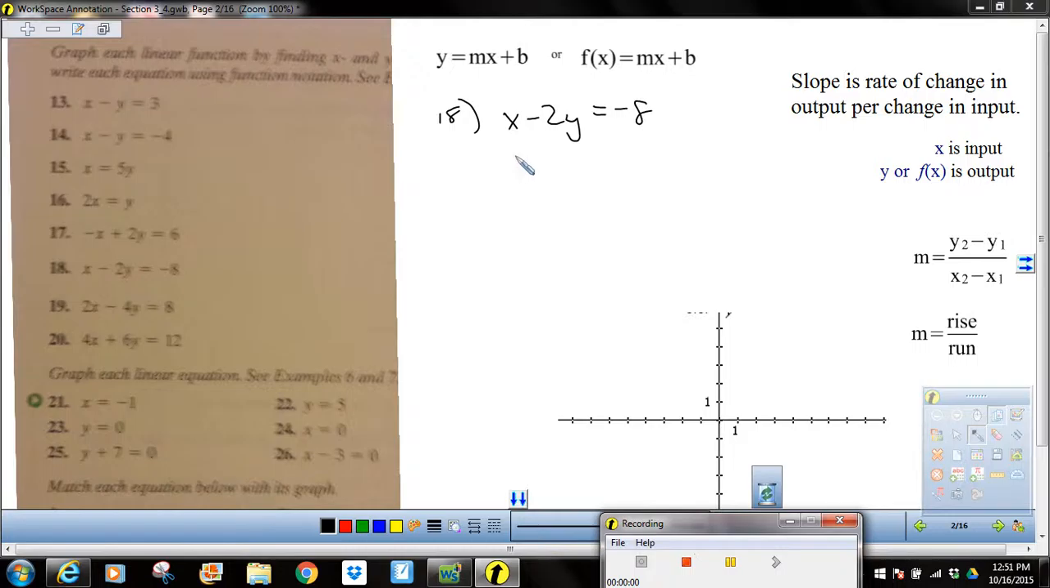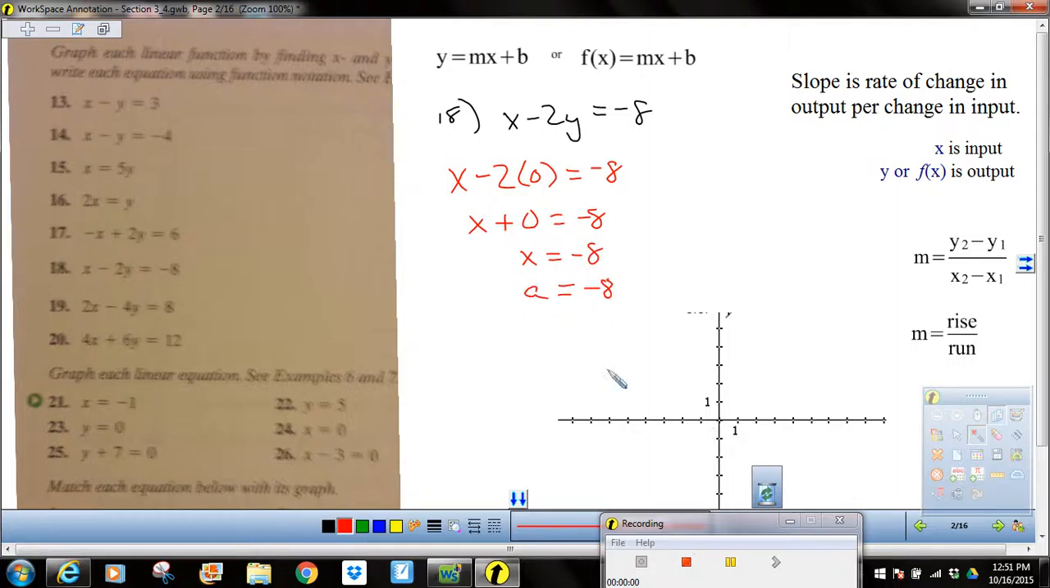Sometimes. Okay, to find the x-intercept, I'll let y equal 0. Let's use red. We haven't used red. Negative 2 times 0 is 0, so I have x plus 0 is negative 8. So my x-intercept is negative 8. I discussed in the previous video that for x-intercept you can use A, and for y-intercept we use B. 1, 2, 3, 4, 5, 6, 7, 8. Well, I got lucky. I didn't know if it would fit on there or not.